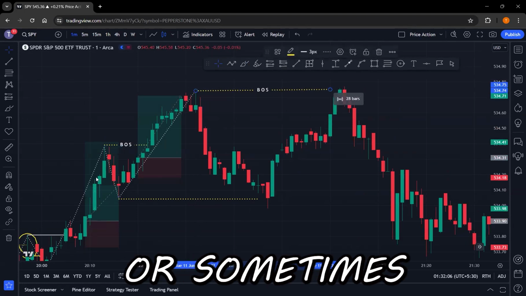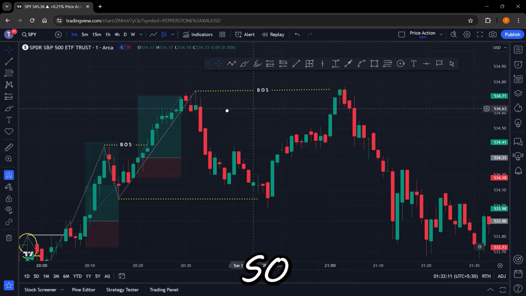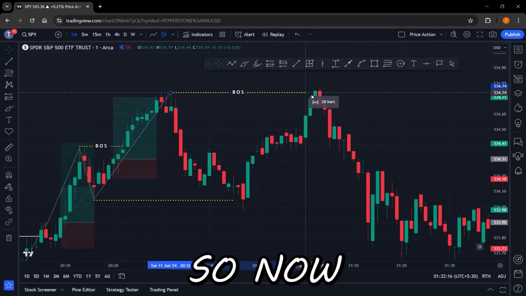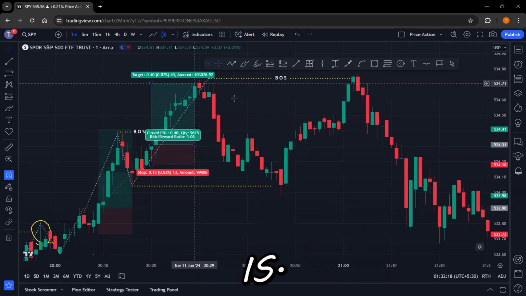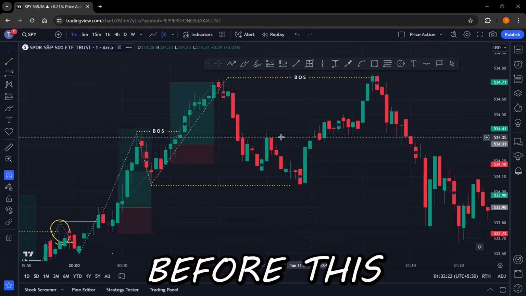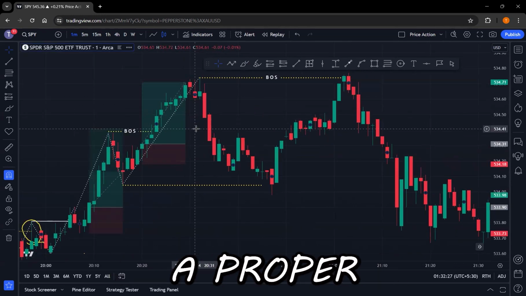Sometimes you can use this magnet if you are not able to point it very well. Now this magnet will help you point out this line properly. So now this is the major breaker structure. Now don't look at the right hand side, because this is where we have to find a trading opportunity. Before this, we have to start understanding the internal structure that is being created in the market, so that we can take a proper trade in the market.